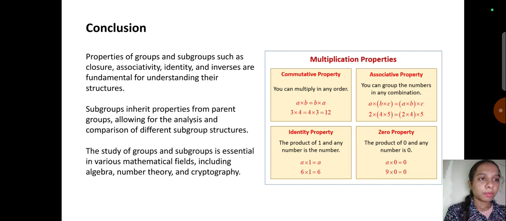And next, zero property, the last property, the product of 0 and any number is 0, that is called the zero property. That is, a × 0 = 0, and the number 9 × 0 = 0. This is about the zero property. And these are the four multiplication properties of groups and subgroups.